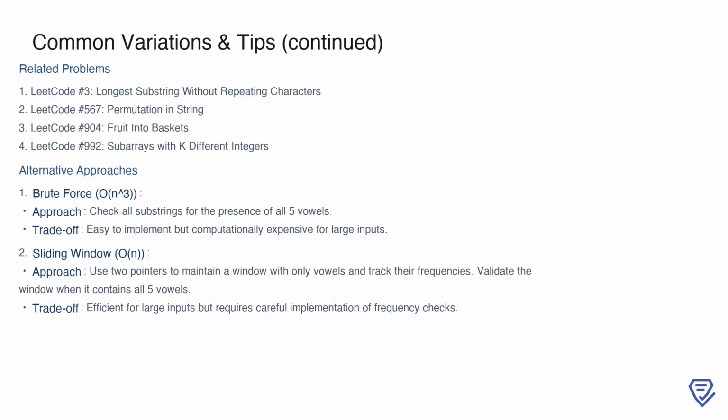Alternative approaches to this problem are worth exploring as well. A brute force solution, for instance, involves checking all possible substrings to see if they contain all 5 vowels. While this method is straightforward to implement, it has a time complexity of O(n³), making it impractical for large inputs. A more efficient alternative is the sliding window approach, which uses 2 pointers to maintain a window containing only vowels. By tracking their frequencies and validating the window when all 5 vowels are present, this method achieves a time complexity of O(n). However, it requires careful implementation to ensure the frequency checks are handled correctly.